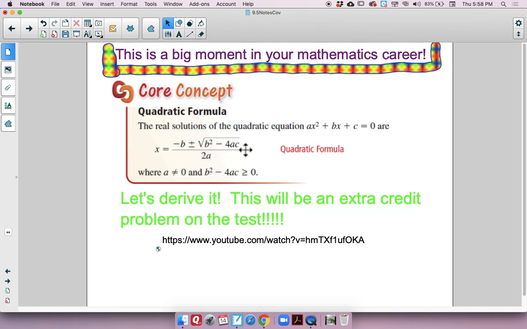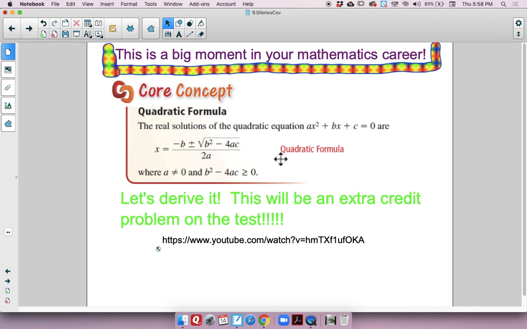And then b squared minus 4ac, which is a special name that we'll come across later, that's got to be greater than or equal to 0. Think about why. If it's negative, will we get any solution? No.